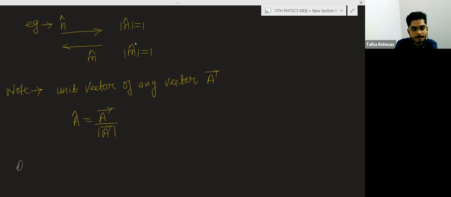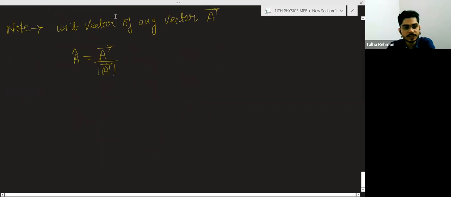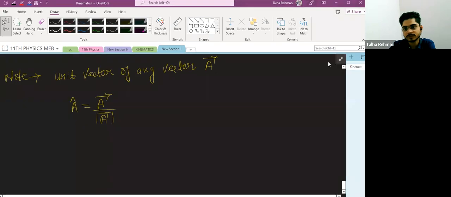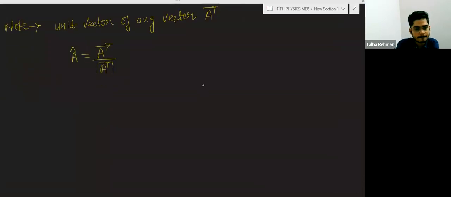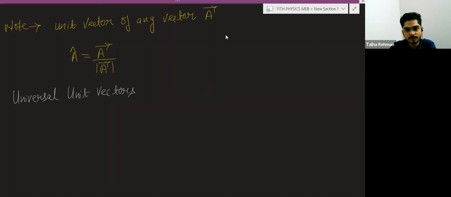For example, you have a vector B. We'll discuss this question later. So this is the unit vector. Now there are universal unit vectors. I will explain this with the help of the coordinate axes.